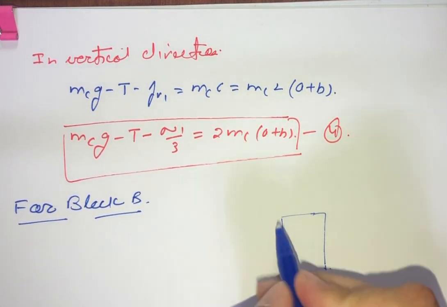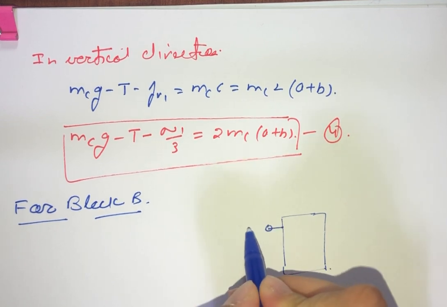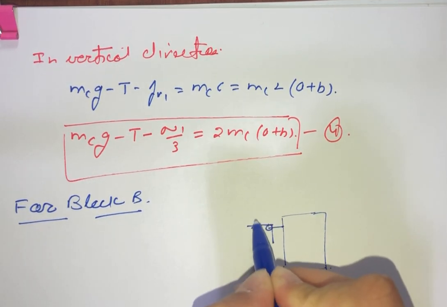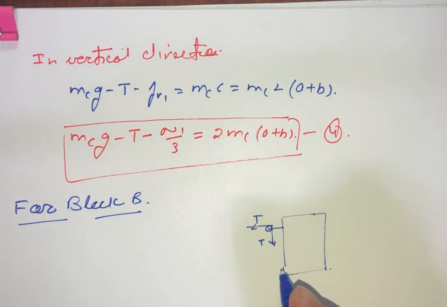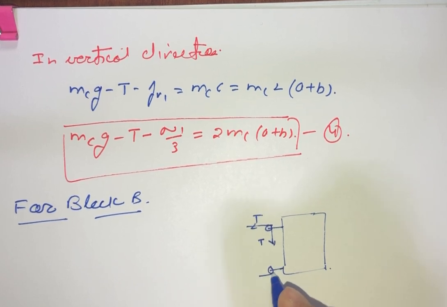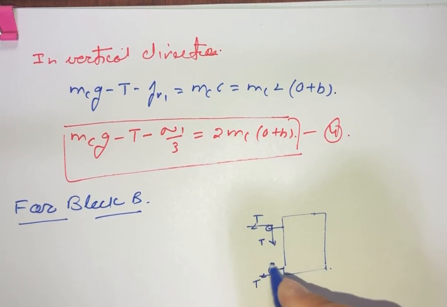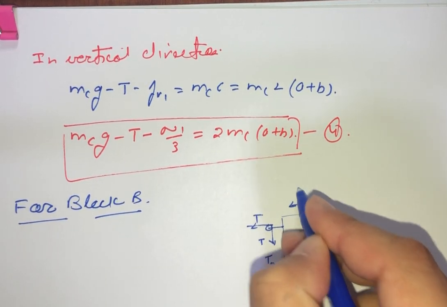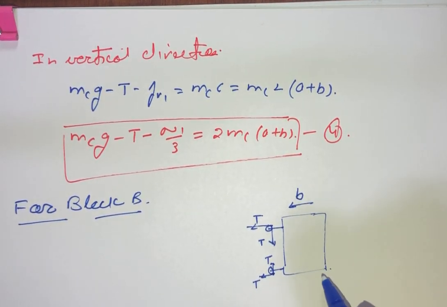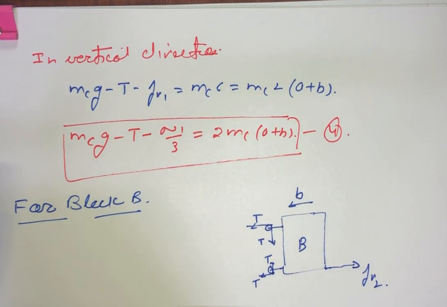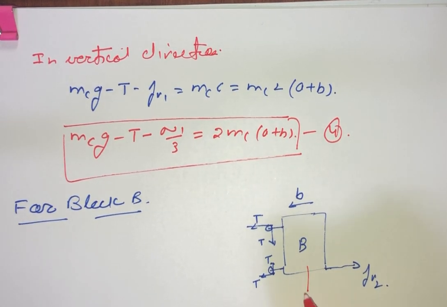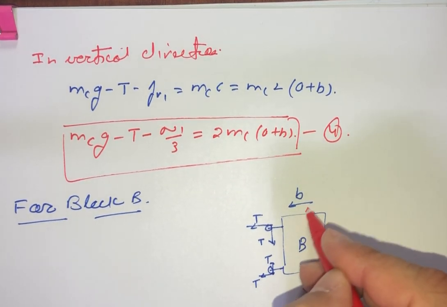So we have block B and it is attached with a pulley. There is a tension T as well as T and pulley here as well. So we have T in this direction, and it is moving in this direction with acceleration of B, and there is a friction between B and the surface. Let us suppose it is given as friction Fr2, and here there will be mBg and a normal, let us suppose that is NB.